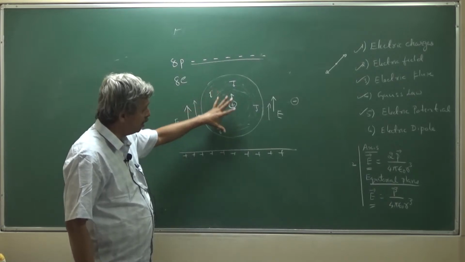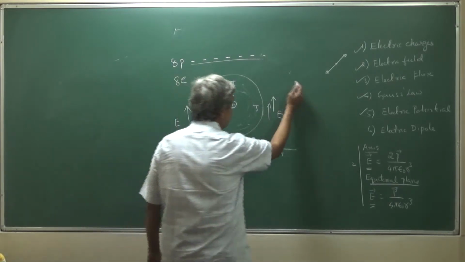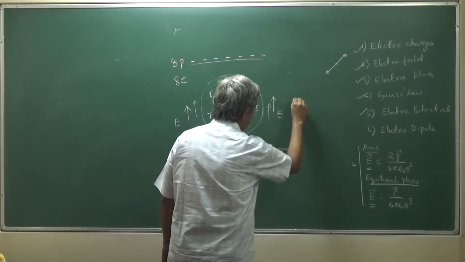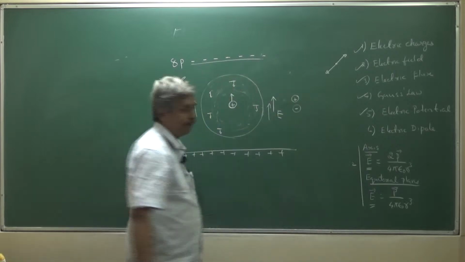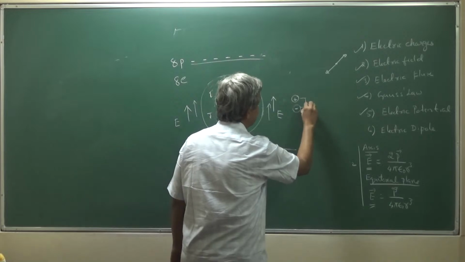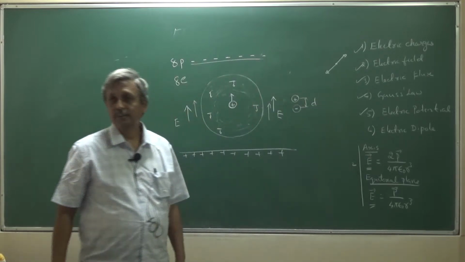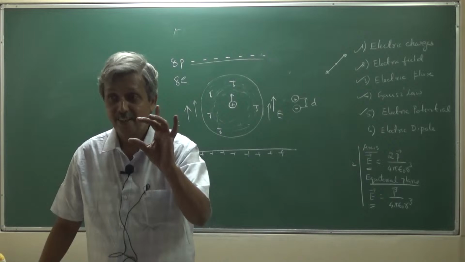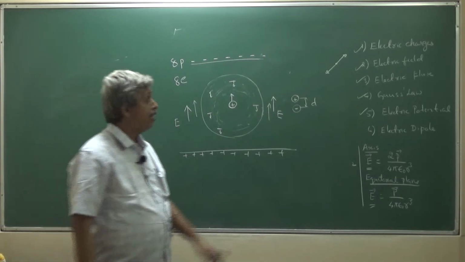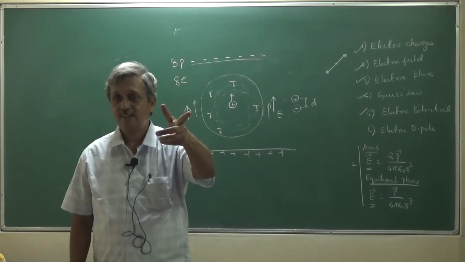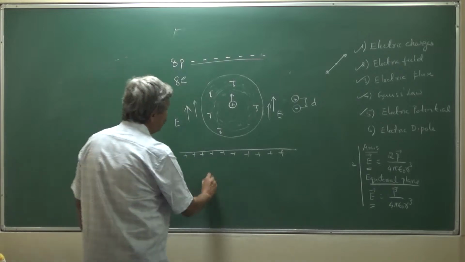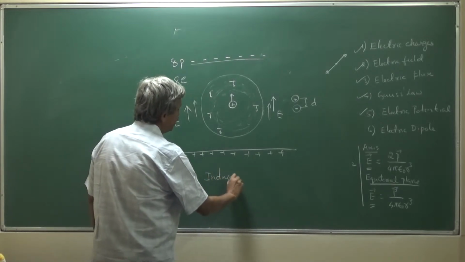So the positive charges will move a little bit in one direction, and the negative charges will move a little bit the other way. The center of the negative charges will be here, and the center of the positive charge will be there. The centers of positive and negative charges are now separated by a small distance. Earlier they were coinciding. Now they are separated. Hence a dipole got created. This is called an induced dipole. We induced a dipole.